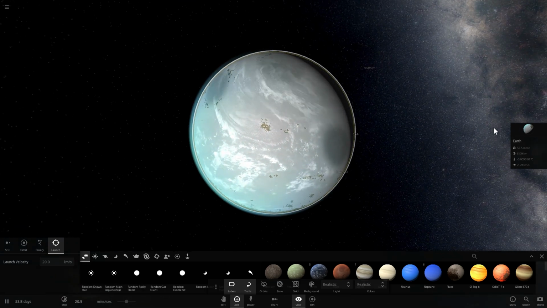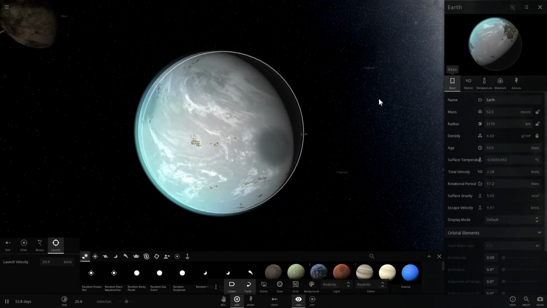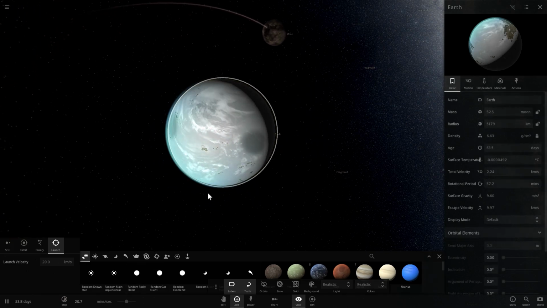Unfortunately, our planet now froze over because we don't have a sun to warm us up, so the temperature on Earth will slowly drop dramatically.